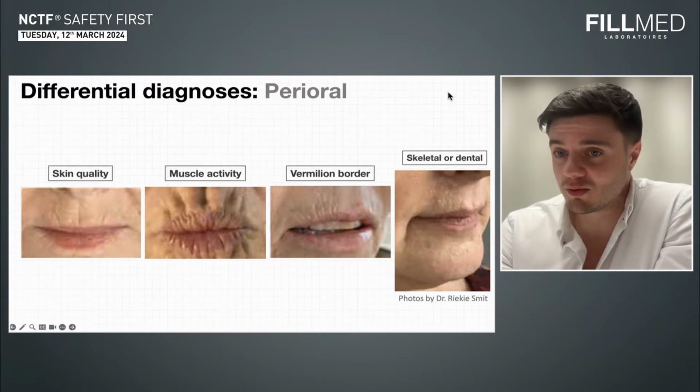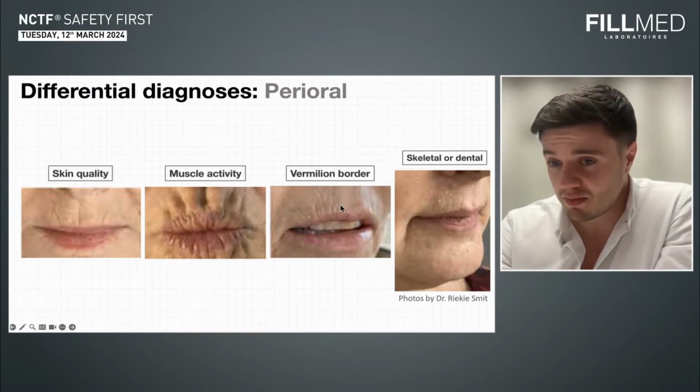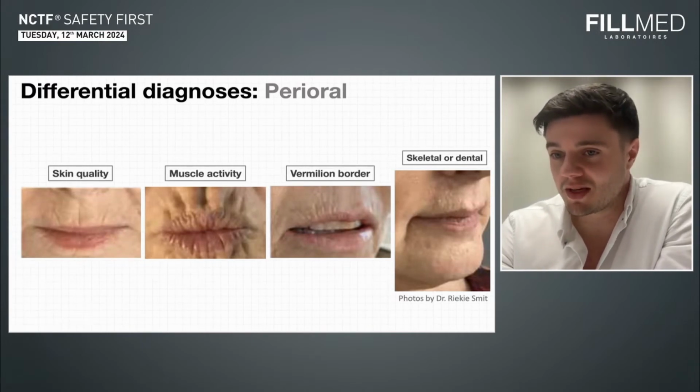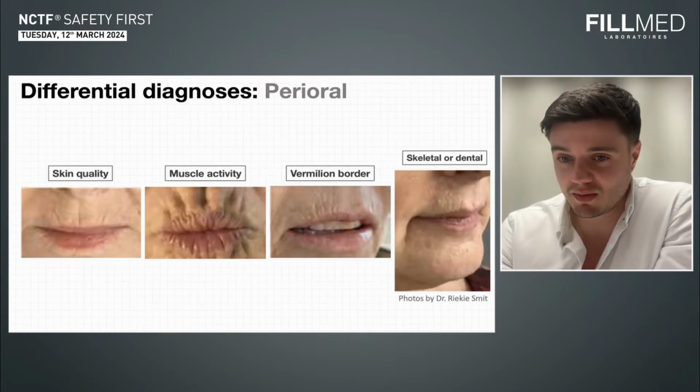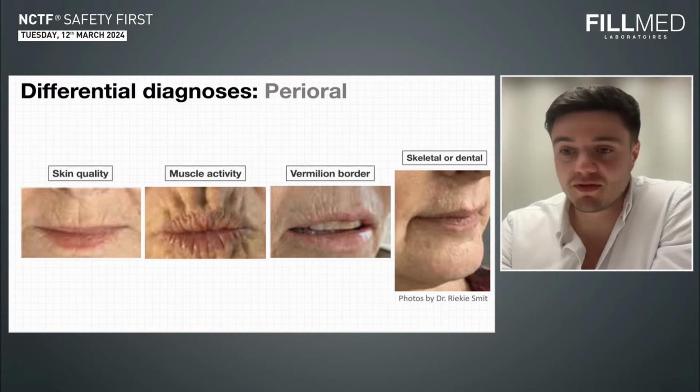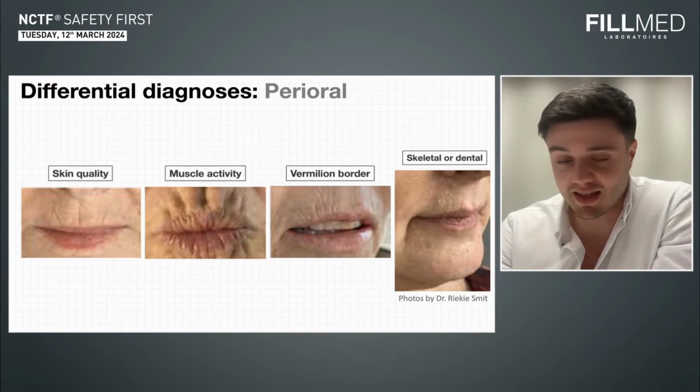And some patients want an eversion of this vermilion border, and this is something where we need volume in addition to skin revitalization. Similarly right here, we can see that the patient might have a skeletal or a dental loss, and this might also be something where we should treat the cause and can then effectively treat the patient's aesthetic concern.